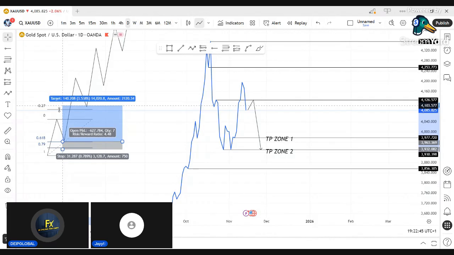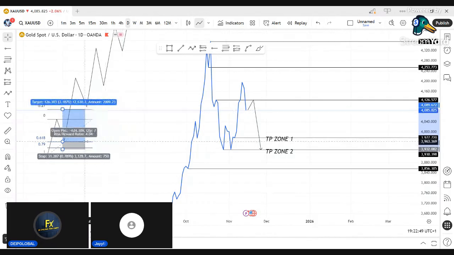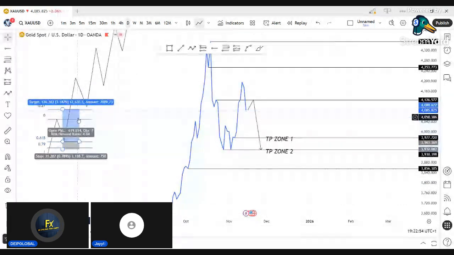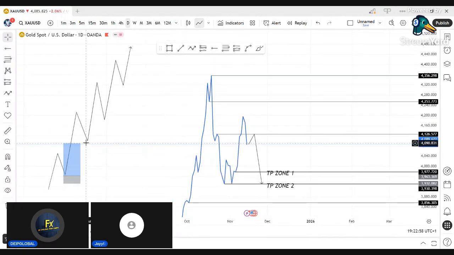This is just a normal pre-analysis. This is an example I'm showing you, not anything serious, just an example, right? So you buy from here. Now if the market is retracing down, what do you want to do? You want to buy from here again.